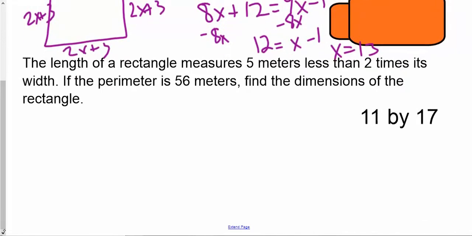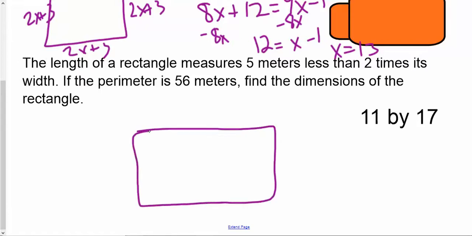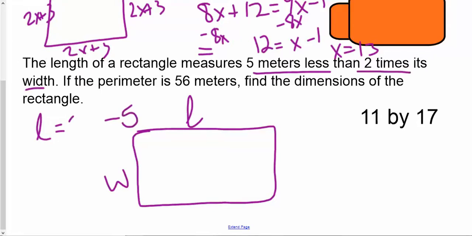For the second one, let's draw a picture. We have length and width. We're told the length of a rectangle measures, so measures is kind of the same thing as is, 5 meters less than, so we're going to subtract 5, and then 2 times the width, so 2w. So I'm going to replace this L with 2w minus 5, and this is w.